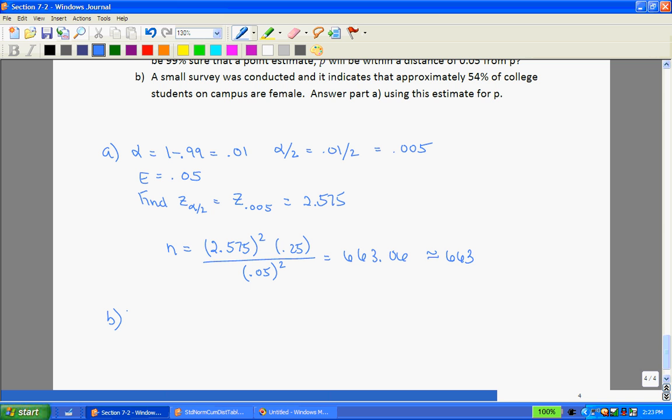A small survey was conducted, and it indicates that approximately 54% of college students on campus are female. Answer Part A using this estimate for P. So this time we do have some estimate of what the proportion could be. So now we know that p hat is equal to 0.54. Then we can go ahead and say that q hat is equal to 0.46.